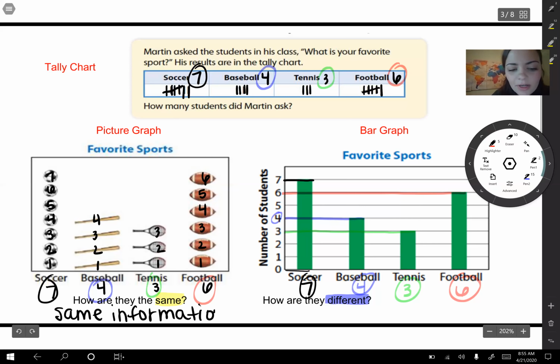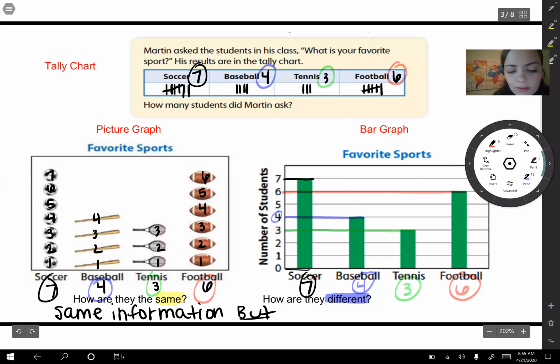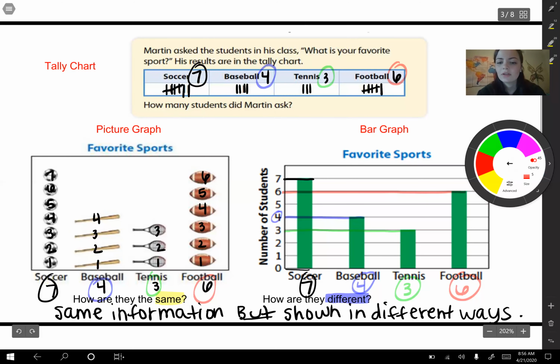And then what's different, but it is shown in different ways. So it's different pictures that show the same story, okay? But shown in different ways. Awesome. Okay? So remember how they're the same, how they're different, okay?